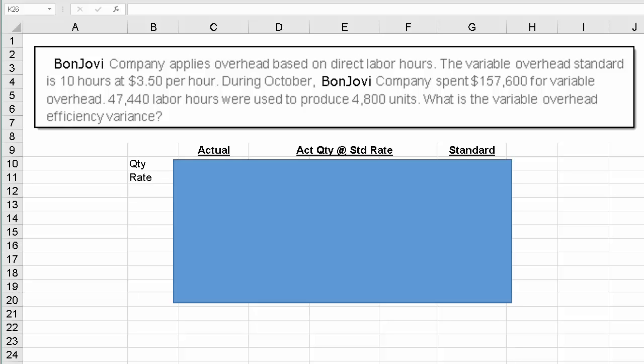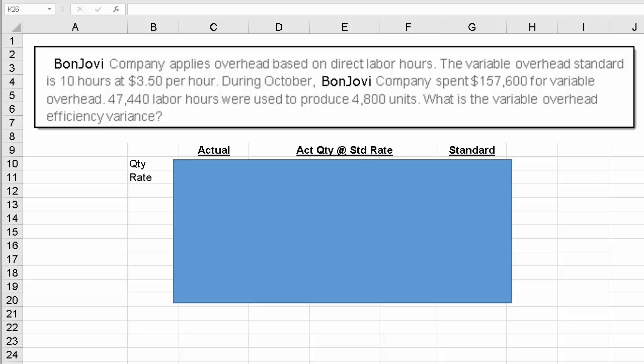Let's take a look at this variable overhead problem. BonJovi company applies overhead based on direct labor hours. The variable overhead standard is 10 hours at $3.50 per hour. During October, BonJovi company spent $157,600 for variable overhead. 47,440 labor hours were used to produce 4,800 units. What is the variable overhead efficiency variance?